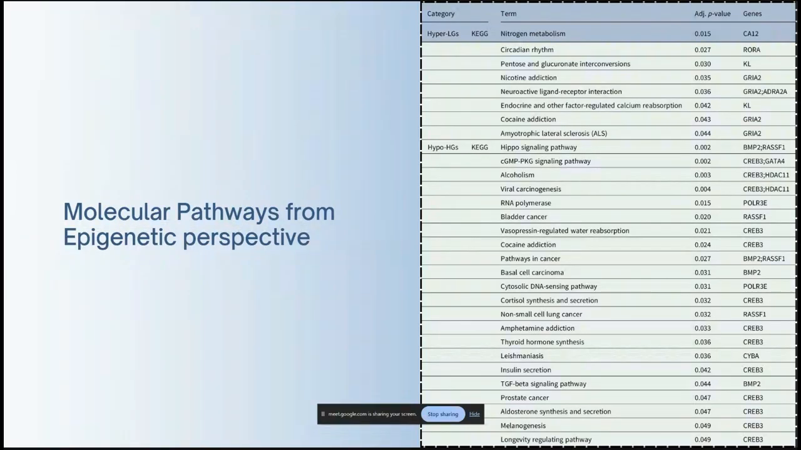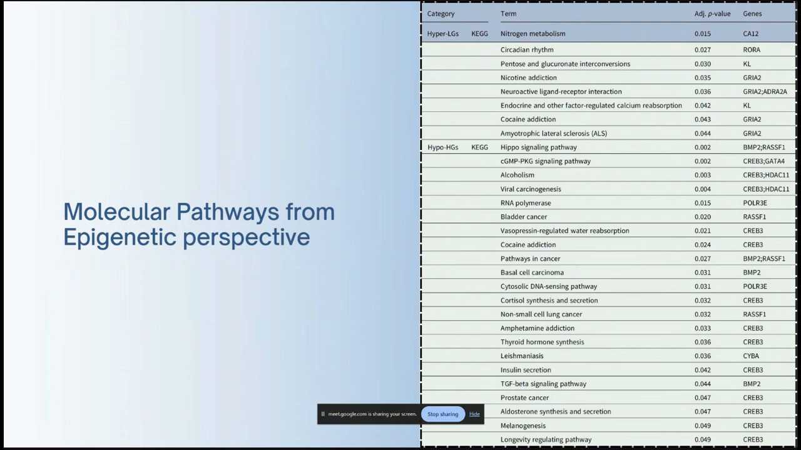Some pathways like viral carcinogenesis and alcoholism include genes involved in cellular stress, inflammation, and signaling networks. This doesn't mean that the gene is cancer or caused by alcohol, but the shared molecular components overlap with these pathways.